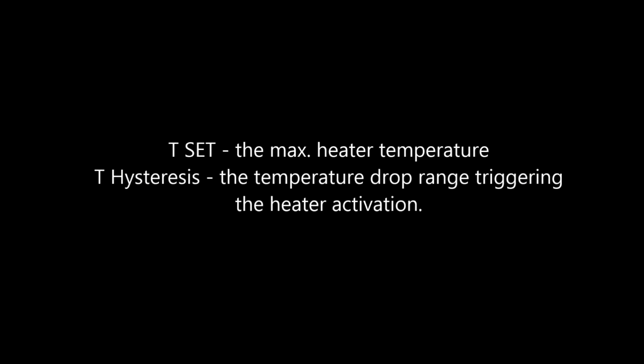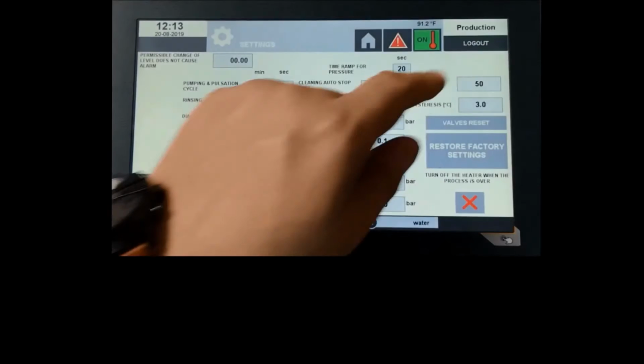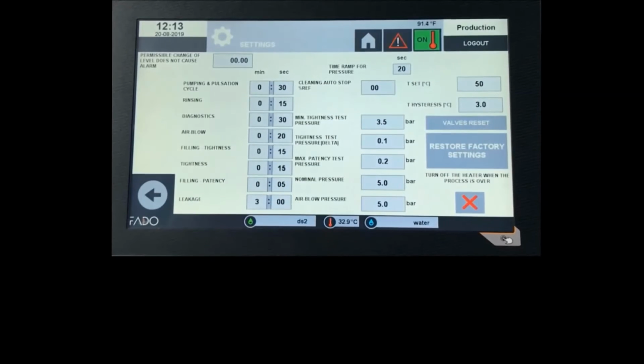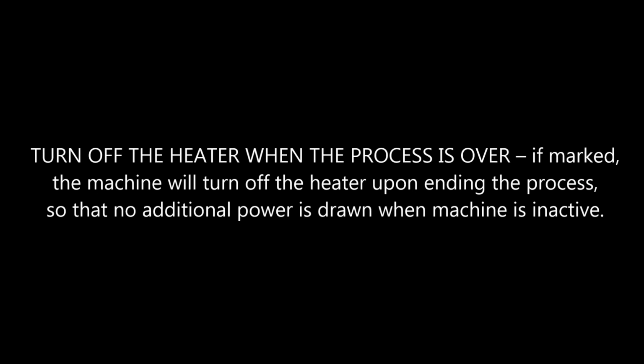Temperature set. The maximum heater temperature. Temperature hysteresis. The temperature drop range triggering the heater activation. Turn off the heater when the process is over. If marked, the machine will turn off the heater upon ending the process, so that no additional power is drawn when the machine is inactive.